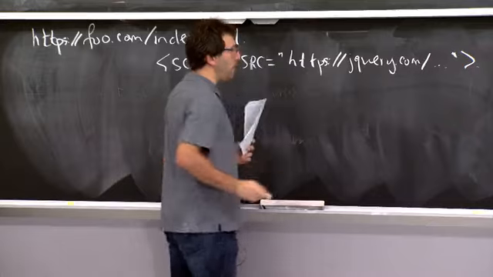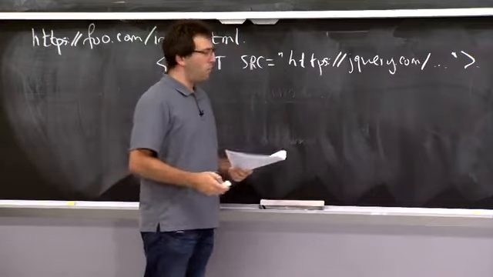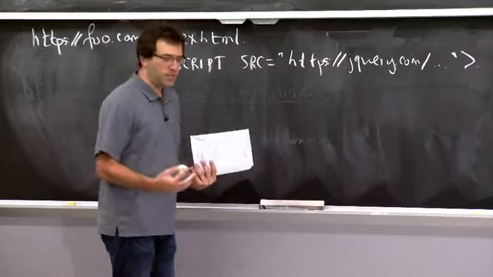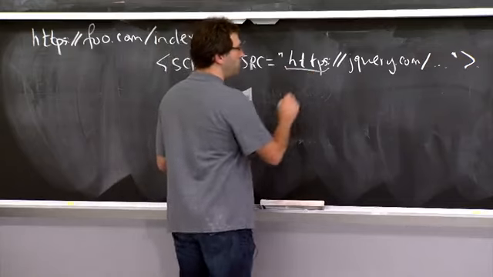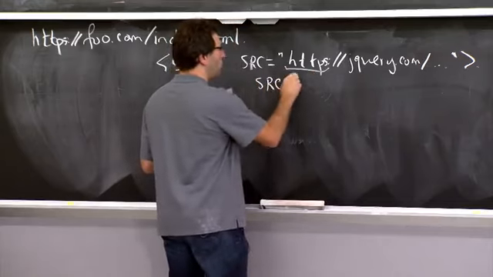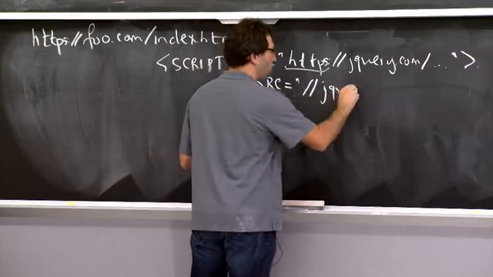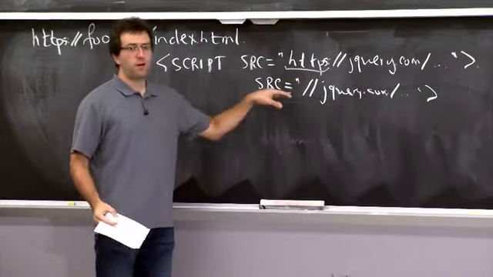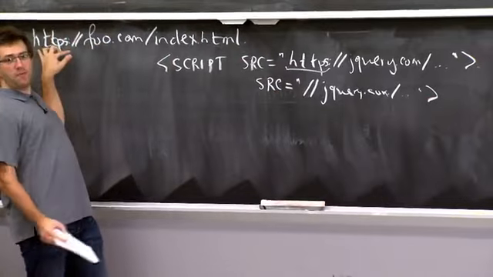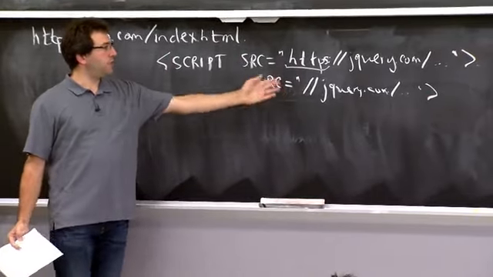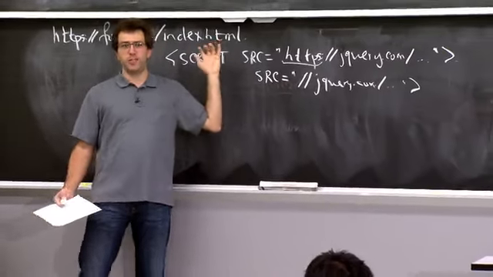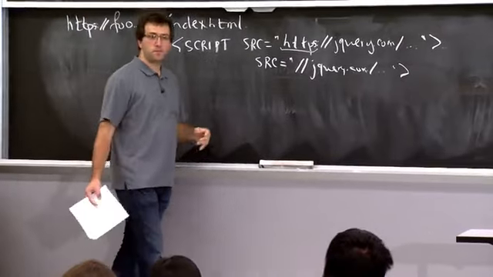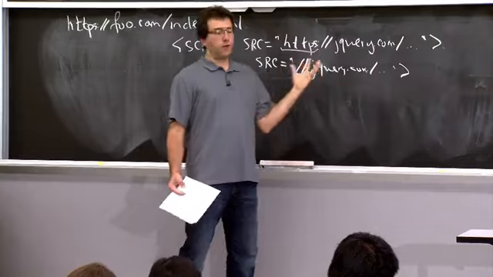So maybe you should just do https://jquery.com. Or it turns out that URLs support these origin-relative URLs, which means you could omit the HTTPS part and just say image or whatever, script source equals //jquery.com/something. And what this means is to use whatever URL scheme your own URL came from. So this tag will translate to HTTPS jquery.com if it's on an HTTPS page, and to regular HTTP jquery.com if it's on a non-HTTPS, just regular HTTP URL. So that's one way to avoid this problem.